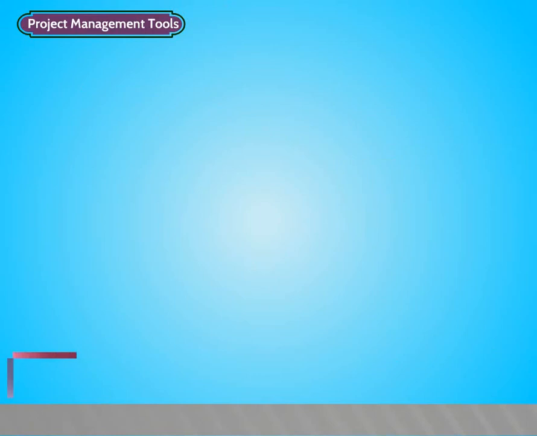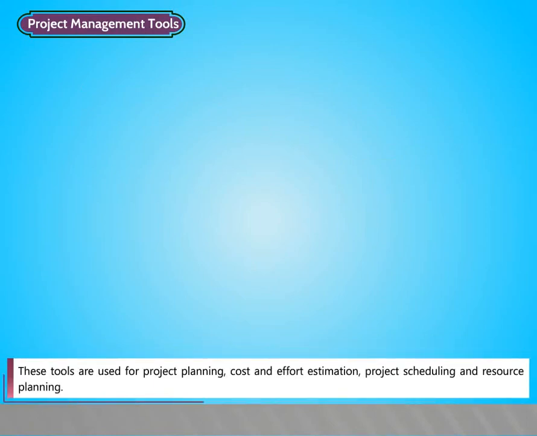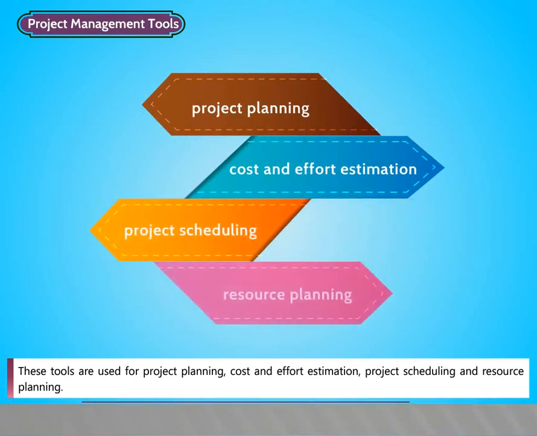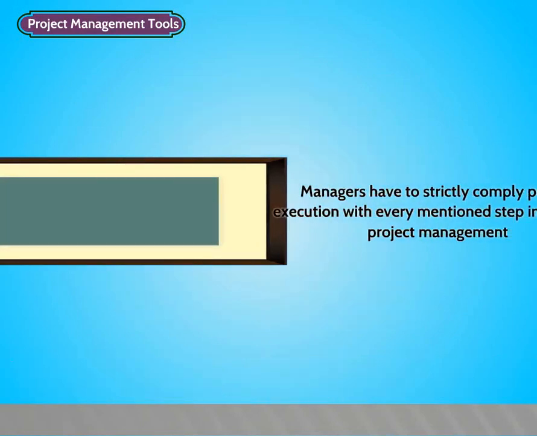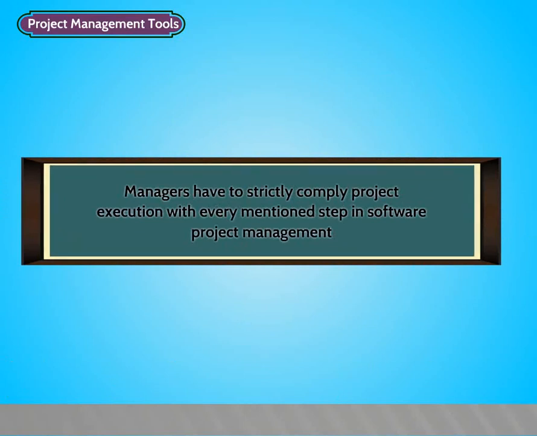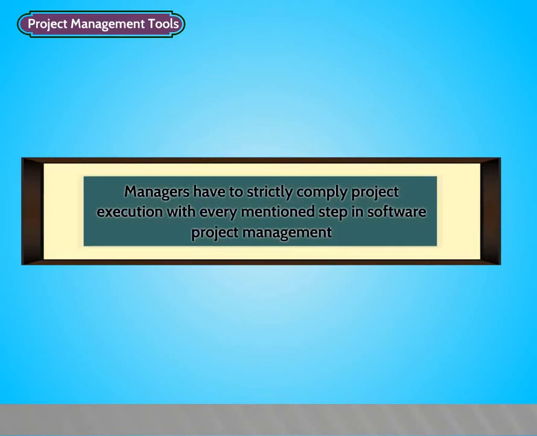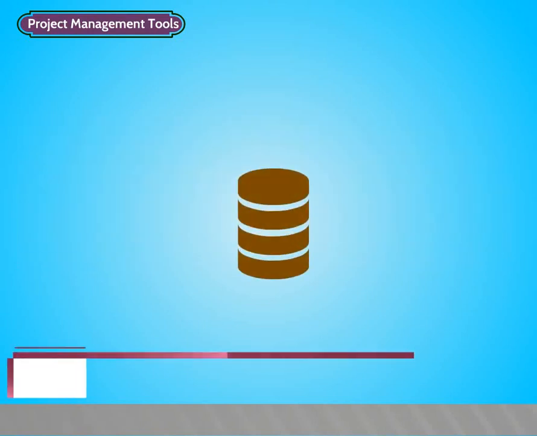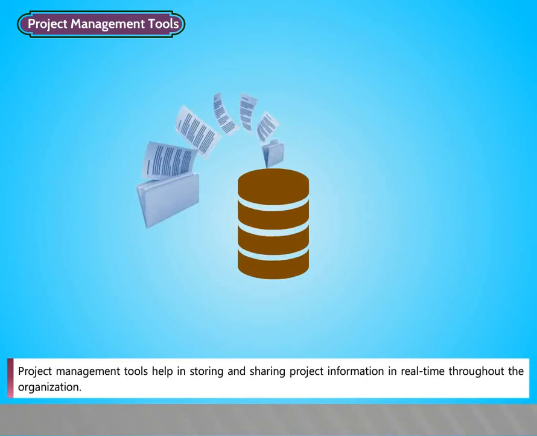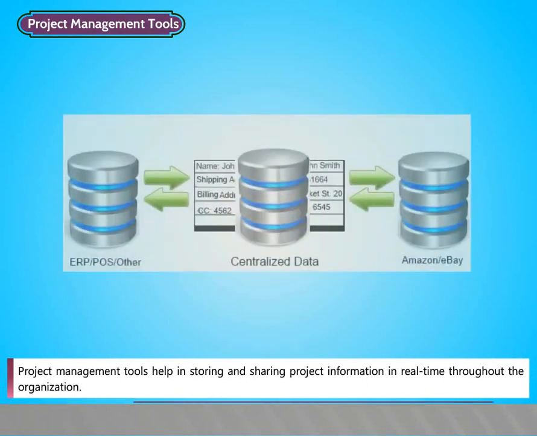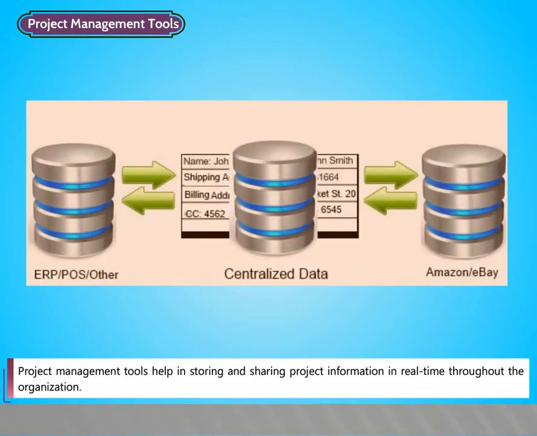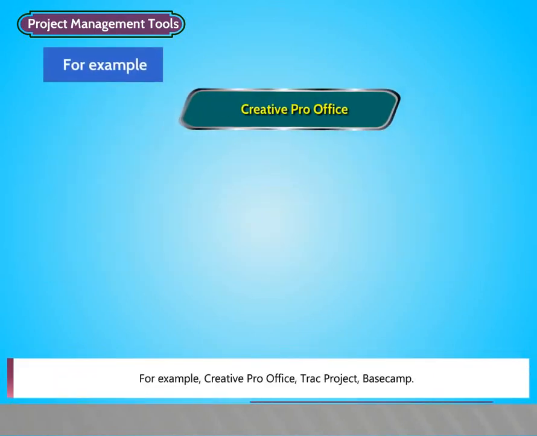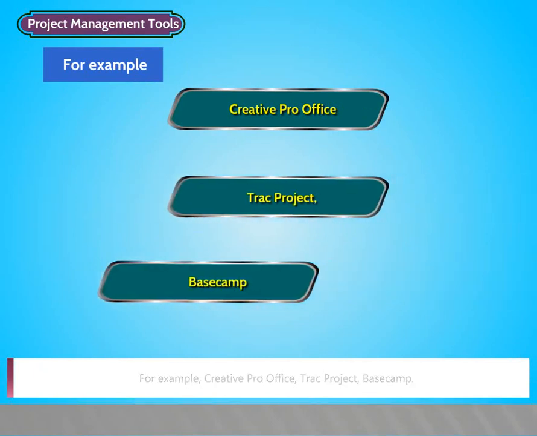Project management tools. These tools are used for project planning, cost and effort estimation, project scheduling, and resource planning. Managers have to strictly comply project execution with every mentioned step in software project management. Project management tools help in storing and sharing project information in real time throughout the organization. For example, Creative Pro Office, Track Project, Basecamp.